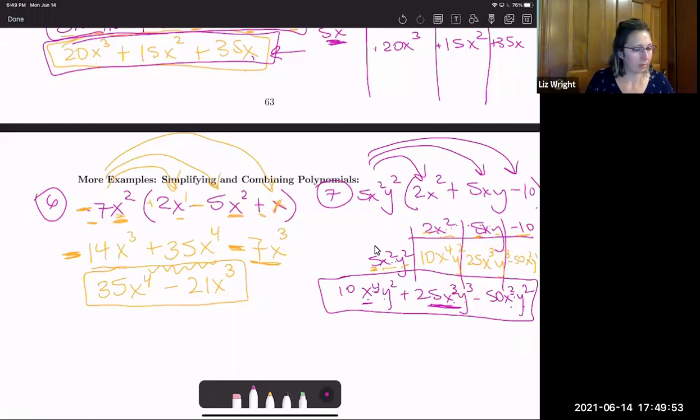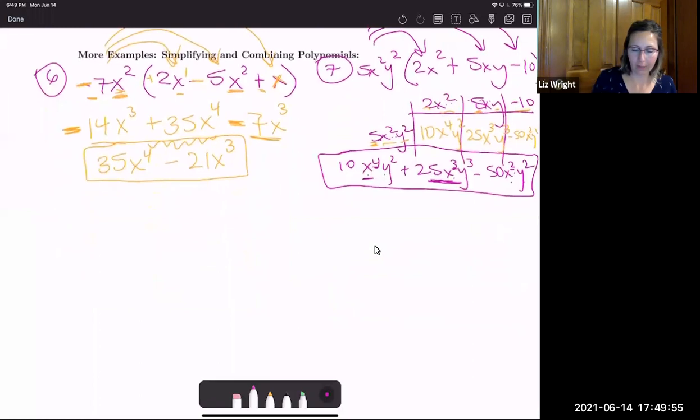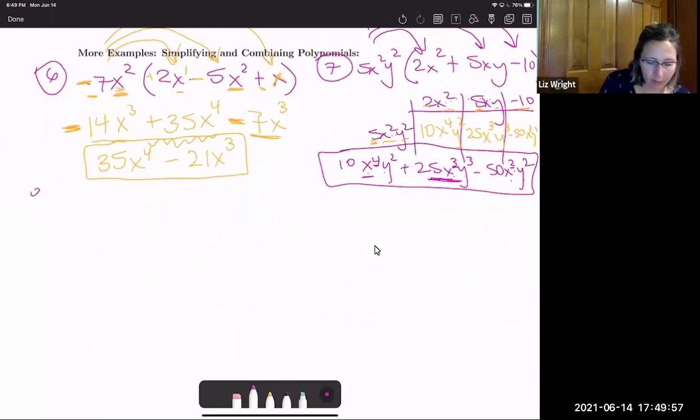All right. Let's try some more. So our next one, we are going to be taking a binomial times a binomial. So we're going to have x plus 4, and we are multiplying by 2x plus 2.